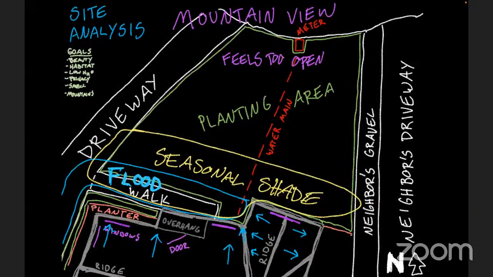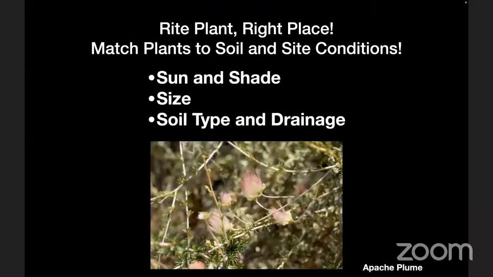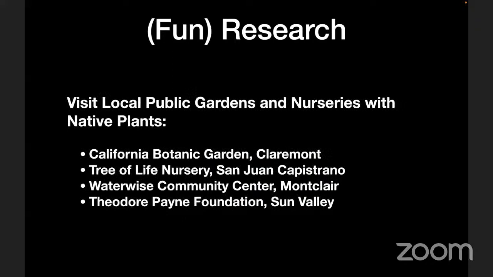So from there, your site analysis is important to get down, but it's not rocket science. It's all about your observations. And from there, you go into thinking again about right plant, right place, matching the plants to soil and size conditions. You do your online research. You also might visit local public gardens and nurseries with native plants. California Botanic Garden in Claremont, Tree of Life Nursery in San Juan Capistrano has beautiful demonstration plantings. You can visit us at the Waterwise Community Center in Montclair, and Theodore Payne Foundation in Sun Valley, their nursery and surrounds has beautiful demonstration gardens as well. Visit at least some, if not all of those.